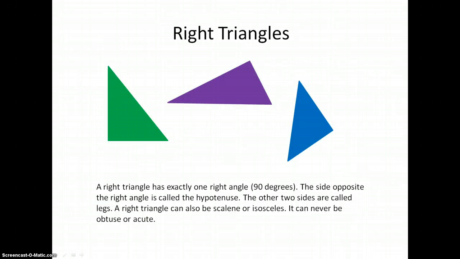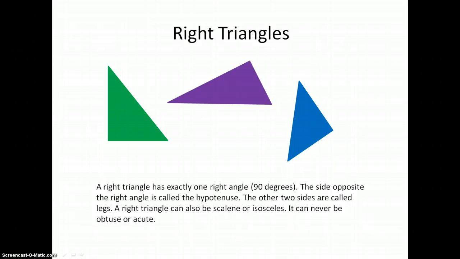Right triangles have exactly one right angle, or one angle that measures 90 degrees. The side opposite of the right angle is called the hypotenuse. If we look at the green triangle, this would be the slanty side, or where you would slide down on a playground slide. The other 2 sides are called legs.